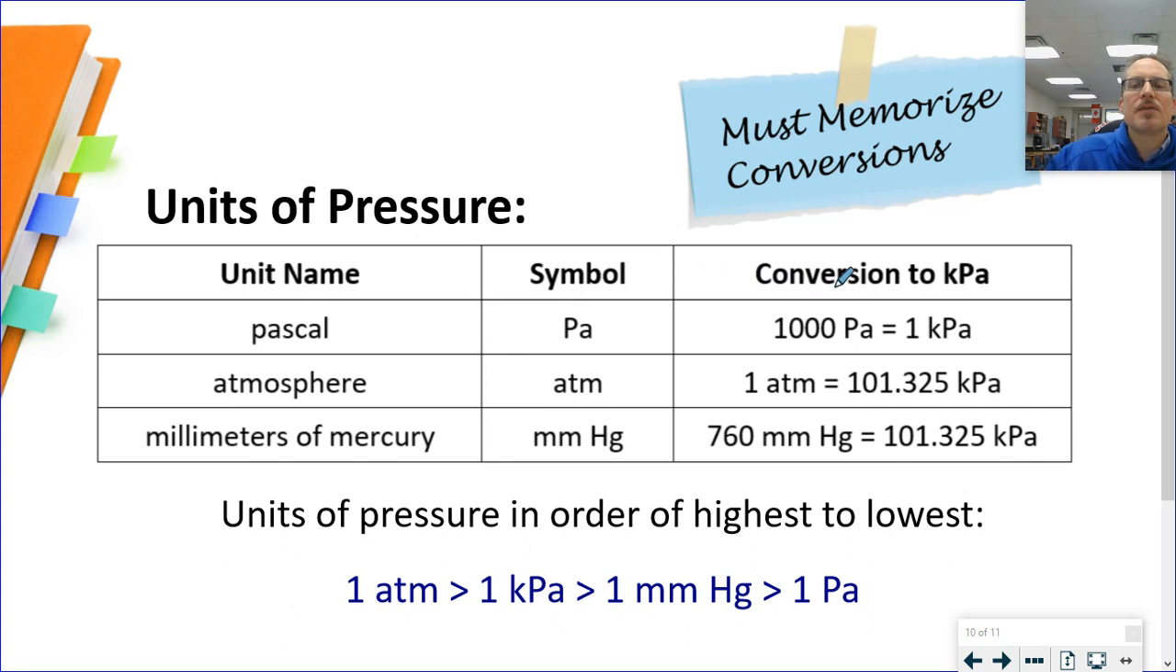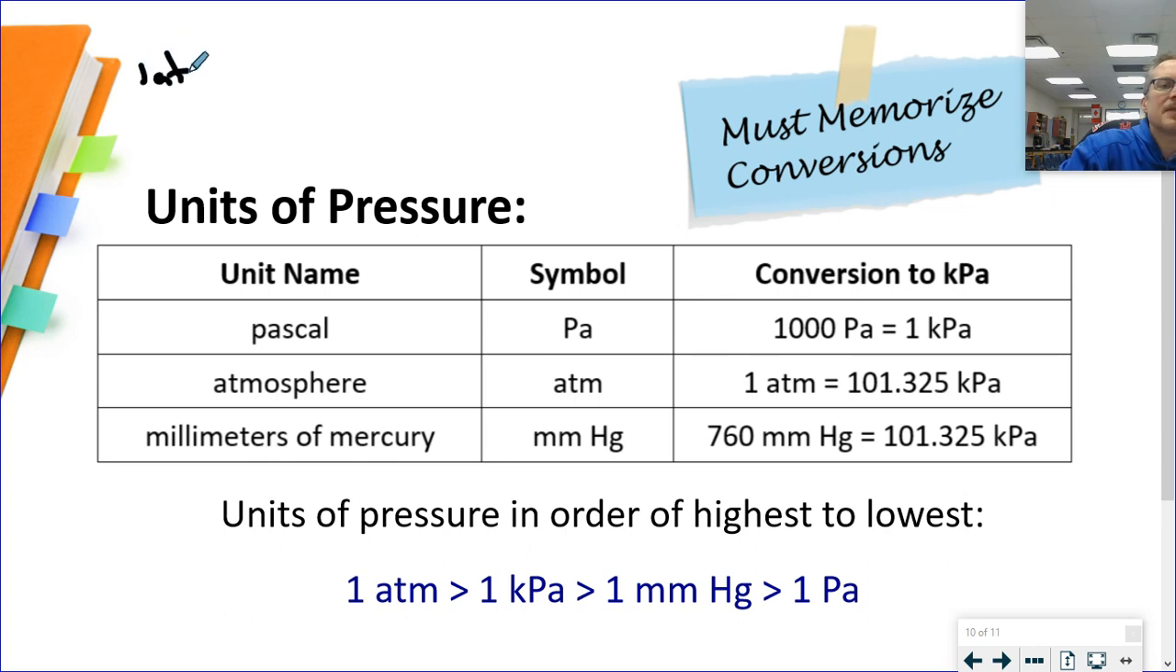So our conversion, well, we should know that there's 1,000 pascals in 1 kilopascal, because again, that would be on my conversion chart. Kilo going down to normal unit would be pascal. Here's a connection you probably didn't know. 1 atmosphere equals 101.325 kilopascals. And here's another connection you probably didn't know. 760 millimeters of mercury equals 101.325 kilopascals. So this is what you need to memorize.